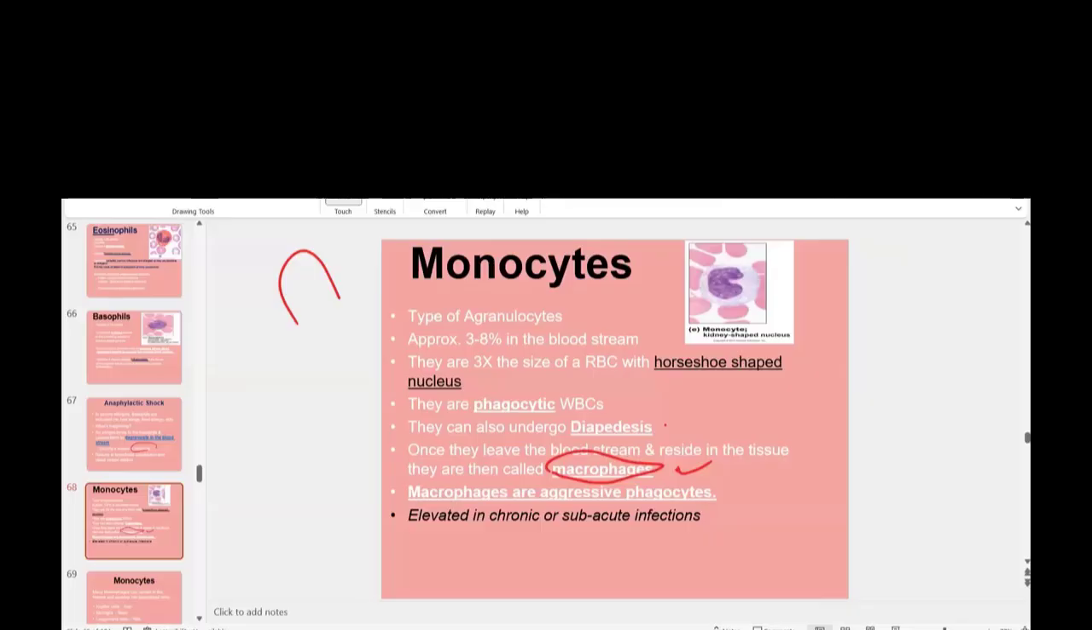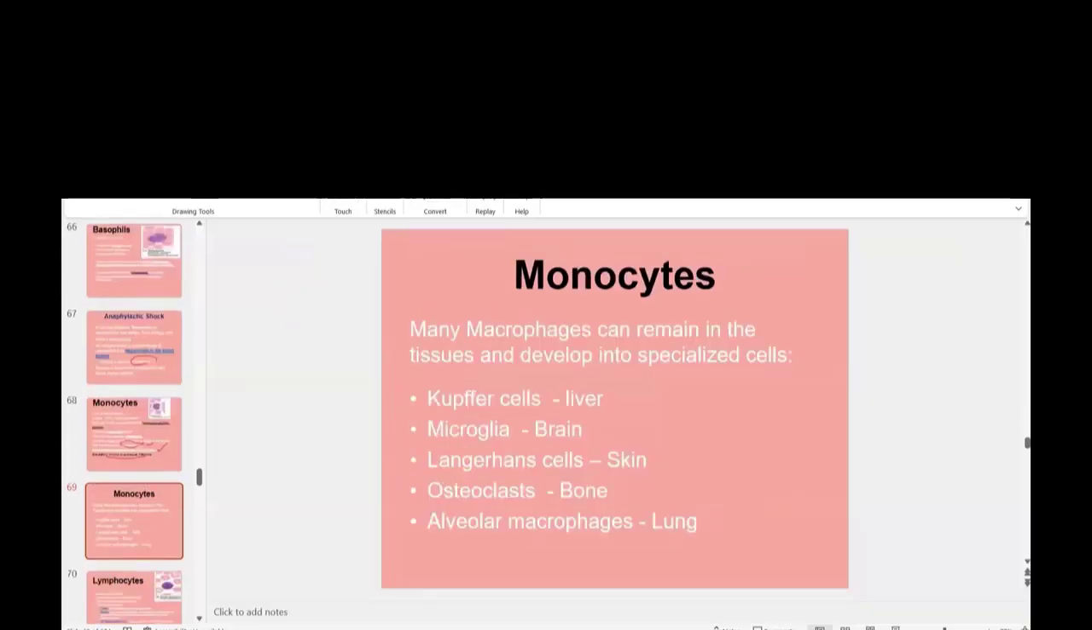So when they leave the bloodstream and go to the tissue and start attacking that particular pathogen stuck or hiding in that tissue, now we are going to call them macrophages. Macro means big, and they're very aggressive phagocytes. The way they move there is diapedesis, and they are elevated in chronic or subacute infection. So whenever the infection is there, you'll find there is a surge of monocyte activity.